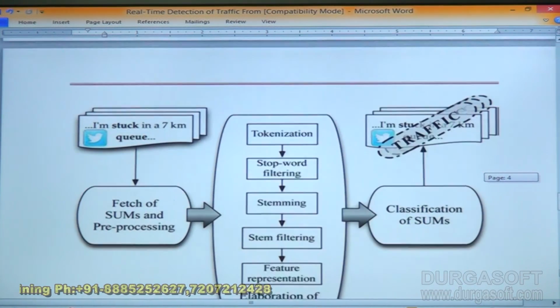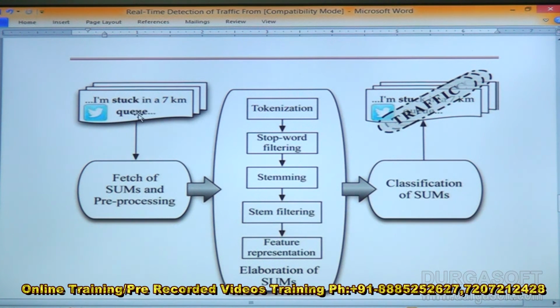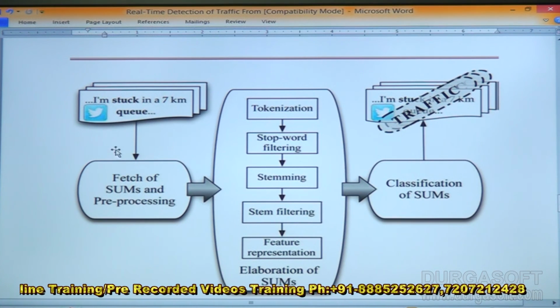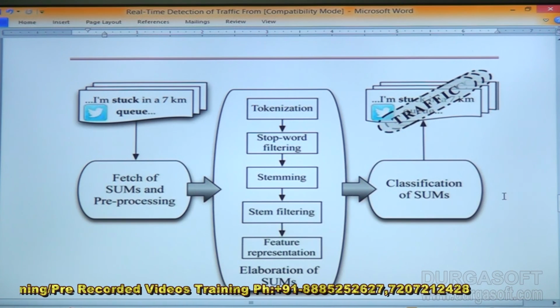This is the system architecture. Stuck in a queue, it fetches the tweets and pre-processes the data. As part of that, we do tokenization, stop word filtering, stemming, stream analysis, and feature selection, and we classify on top of it. Suppose we think the data is traffic related, meaning most of the people will check it out, so it can be given as traffic related information.